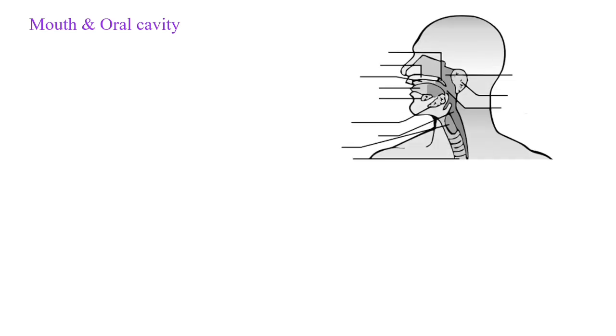Today we are going to discuss the parts of the mouth and oral cavity. This picture shows the different parts present in the oral cavity. The mouth is bordered by two lips. This is called the upper lip, and this is called the lower lip. These two together are called labia.